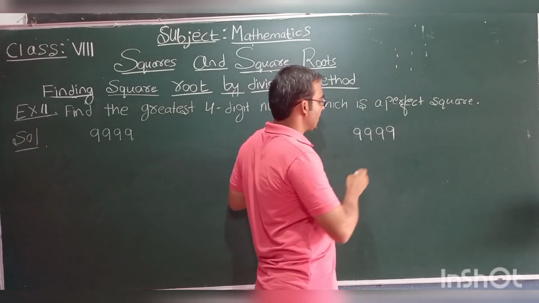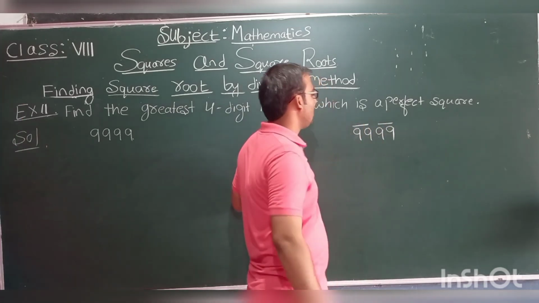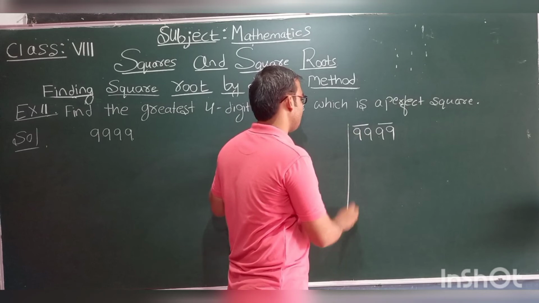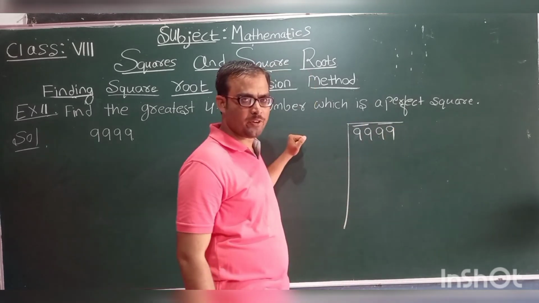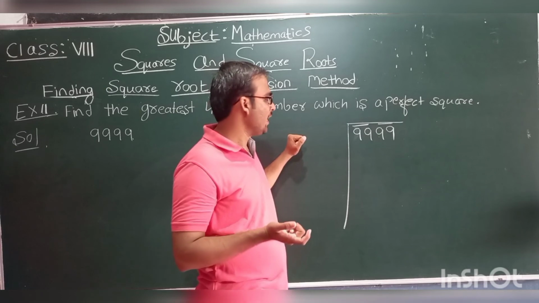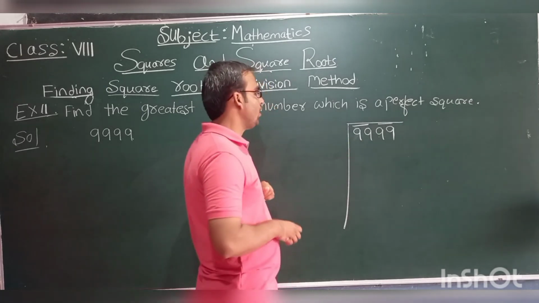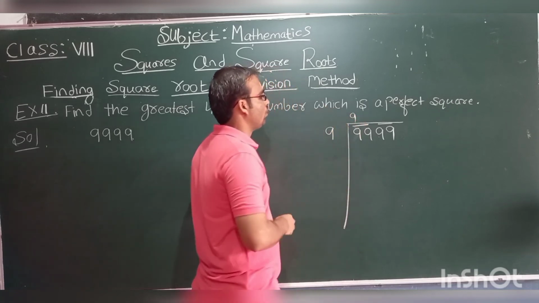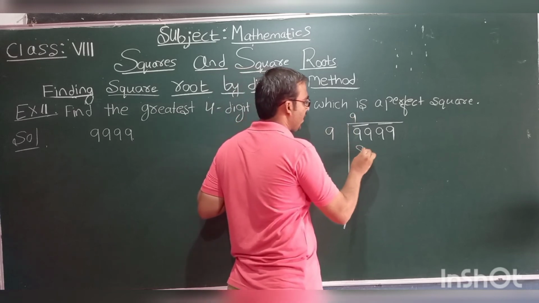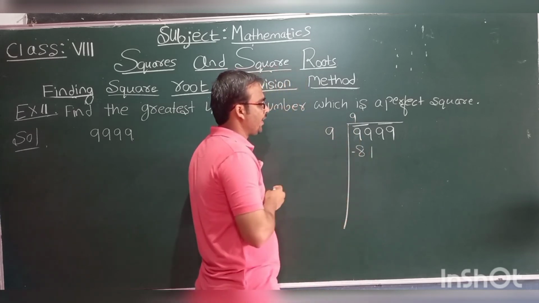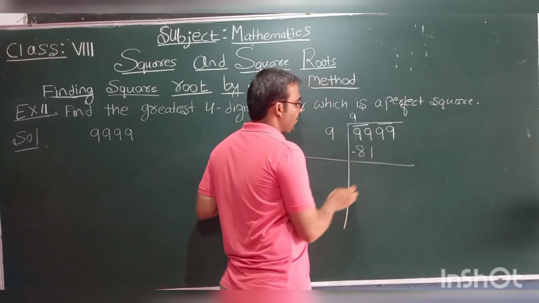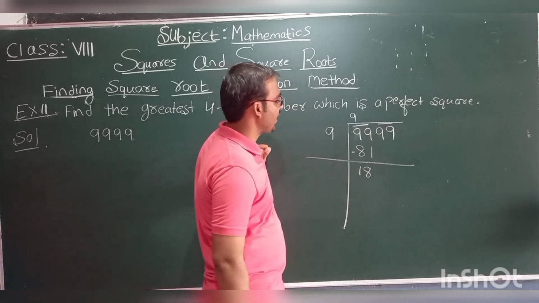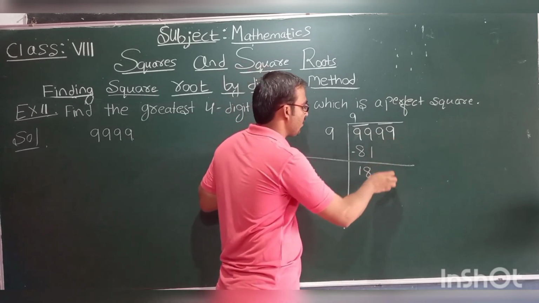Now what is the first step? Place the bar on the last digits. Now this will be the dividend. We need to consider this part. What is the next step? We need to take the number whose square must be less than or equal to 99. So here I will take 9. 9 nines are 81. So here 99 minus 81 is what? 18. Now bring these numbers down.